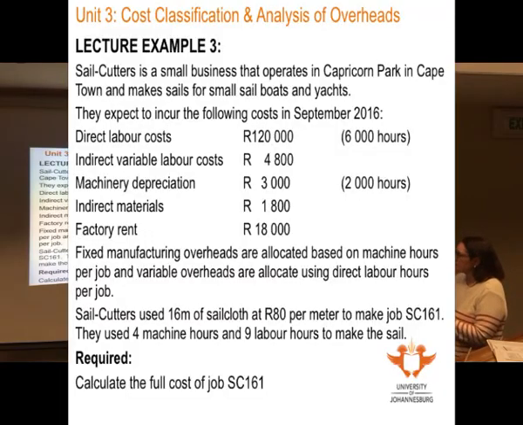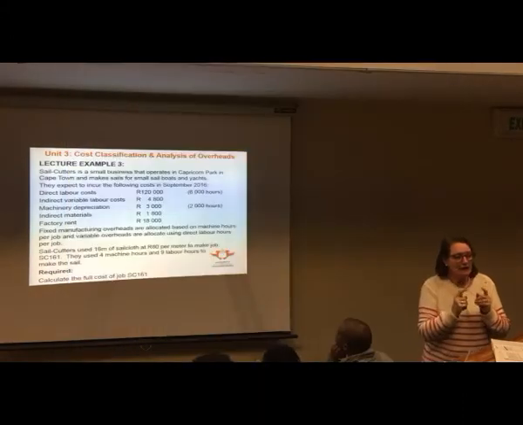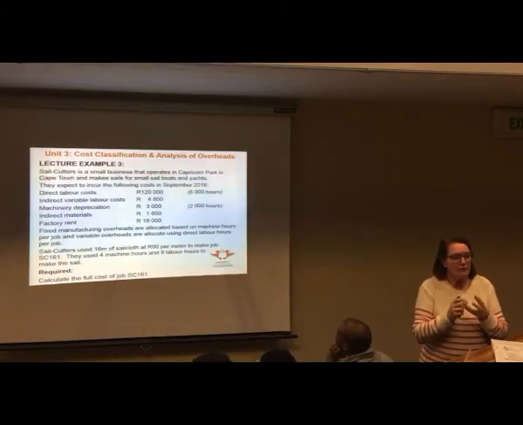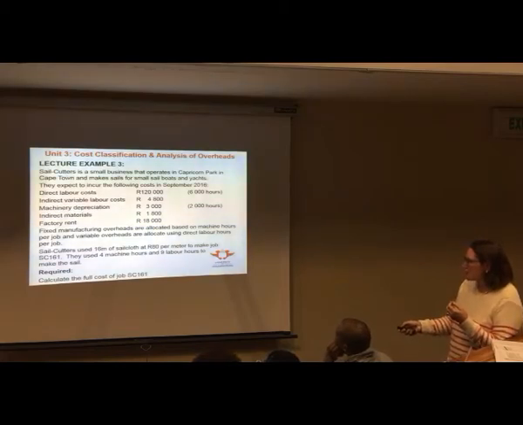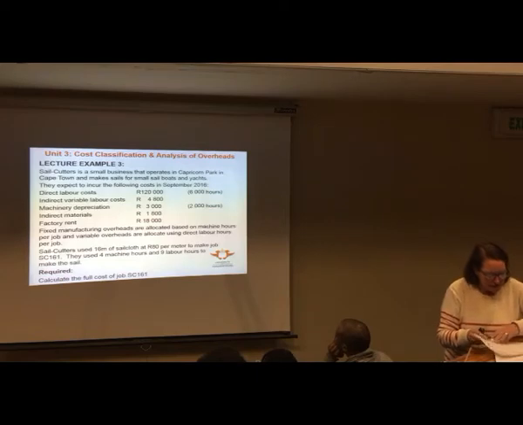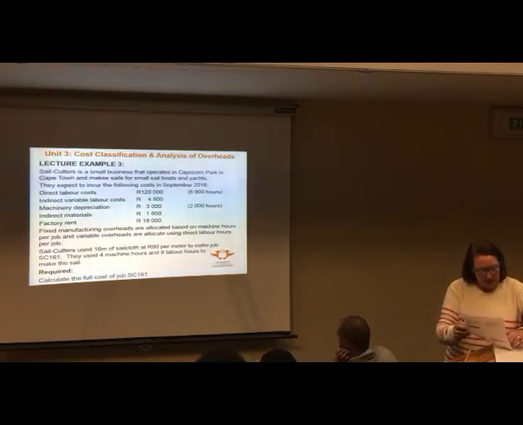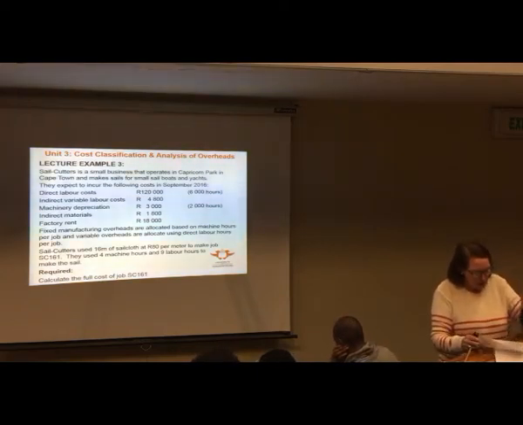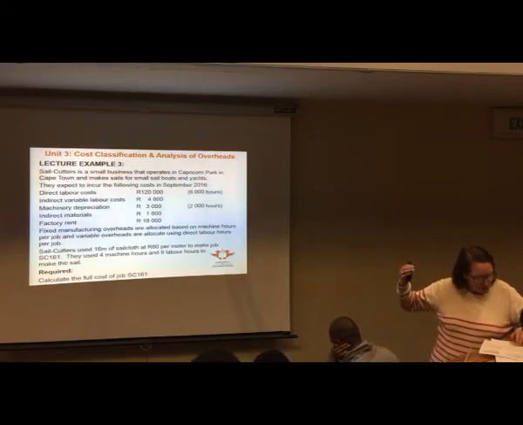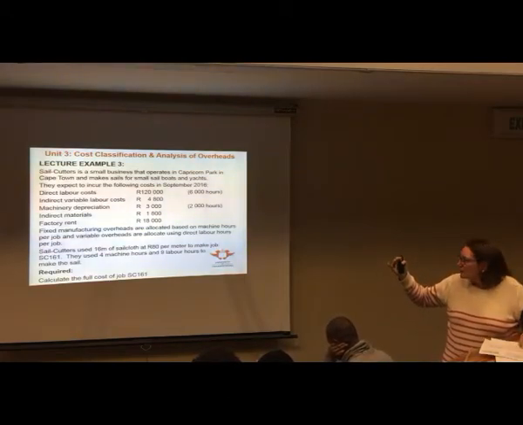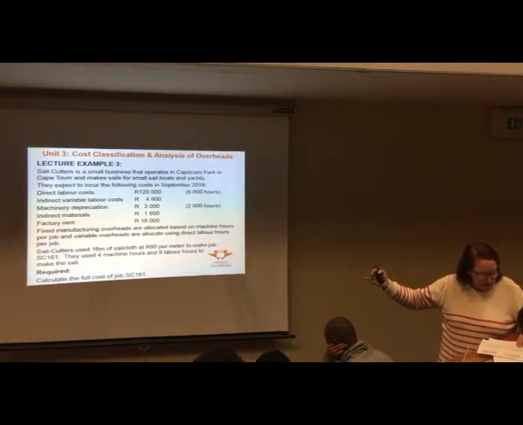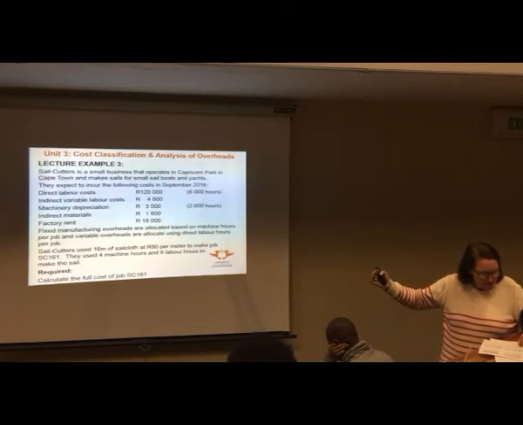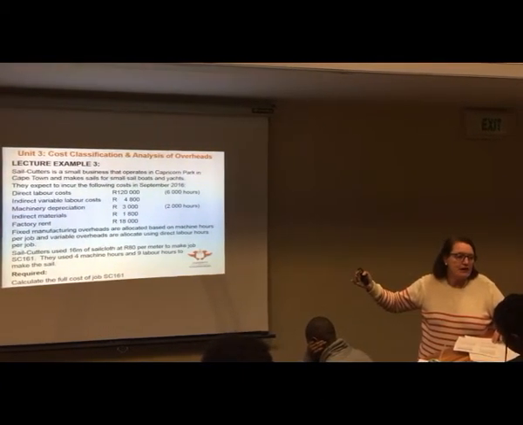Okay, let's do the difficult one now, right? Now we need to be very clear. Question 1, what is the cost and what is the cost driver? We need to calculate the full cost for job SC161, and I think I've given you a framework to work with. So now you can just go through the framework. First of all we must work out the full cost of the direct labor, then the full cost of the direct materials, and then we must look at indirect labor and indirect materials, depreciation and rent.